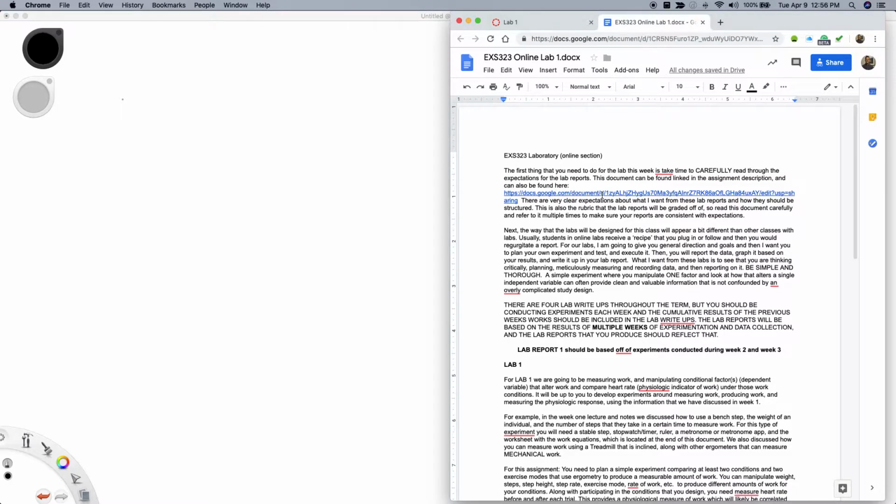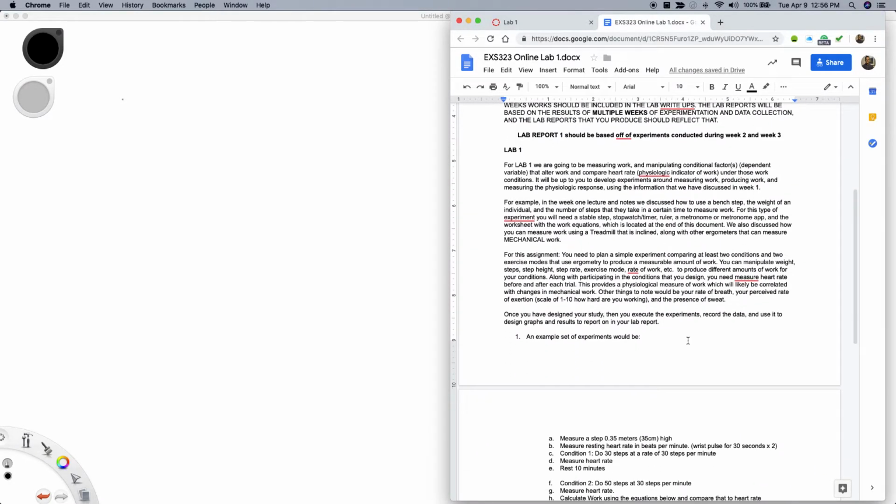So moving down here to lab report number 1, there's some background about what you'll need and what you're going to set up in terms of your experiment. The purpose of the lab is really to compare the physiologic response within two different exercise modes. And when I say modes, I mean things like walking on a treadmill versus stepping up and down on a bench.